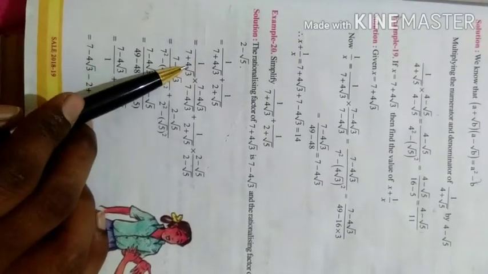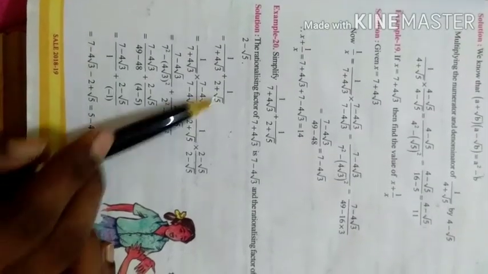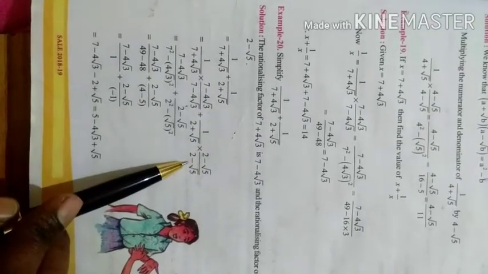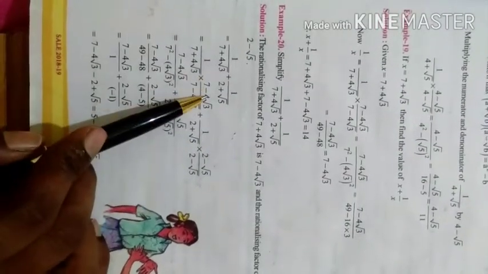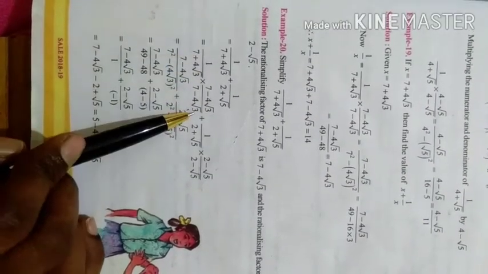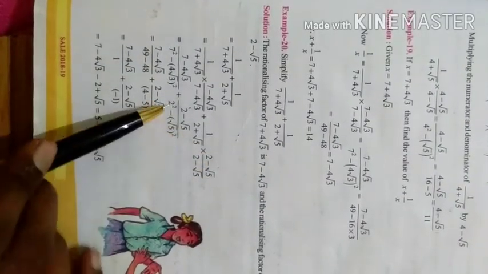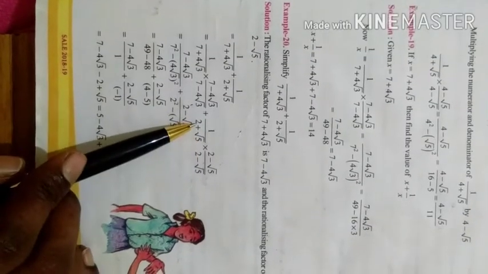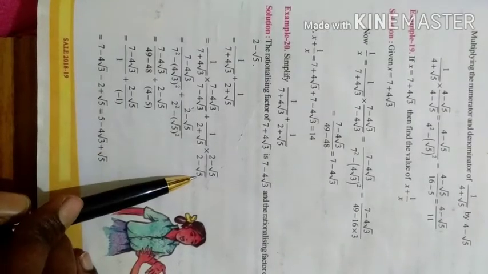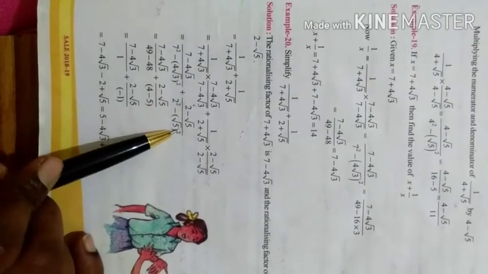The first term is 1 by 7 plus 4 root 3, into 7 minus 4 root 3 by 7 minus 4 root 3, plus the second term, 1 by 2 root 2 plus root 5, and you have to rationalize. Okay, what will you get? 7 minus 4 root 3 divided by a square minus b square. Here also the same, 2 minus root 5 divided by a square minus b square. Why? Because it is in the form of a plus b into a minus b, so the formula is a square minus b square. So you have to write like that.